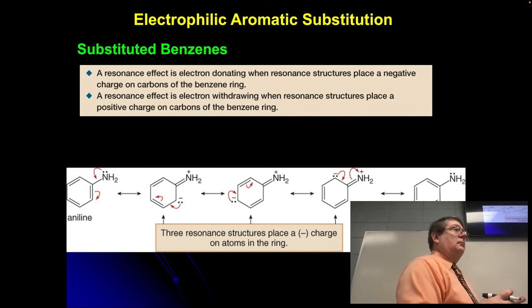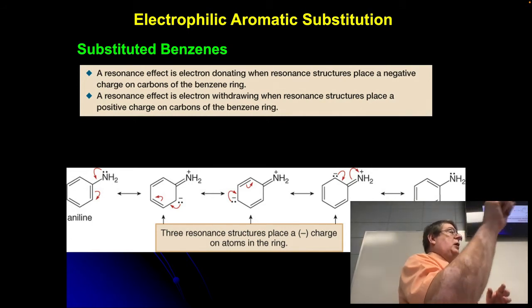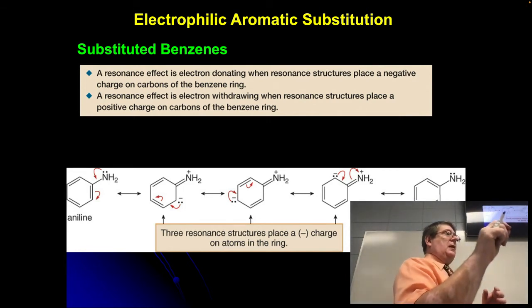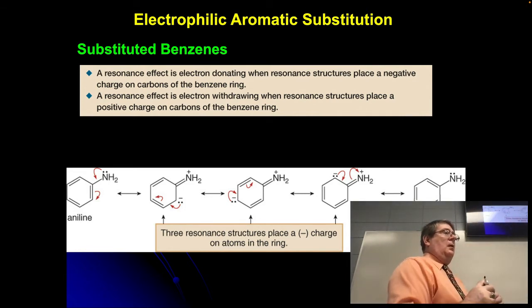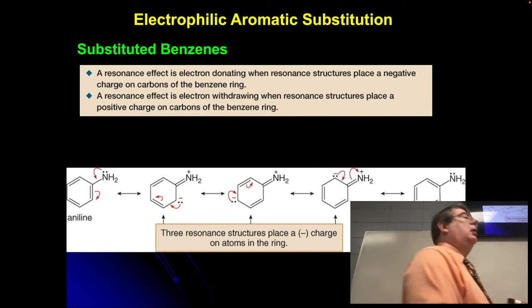All the resonance structures. Let's not go down that hole yet. How many possible different ways can I add one additional substituent to this molecule? Basically, the ortho, meta, and para. I have three possibilities, right?